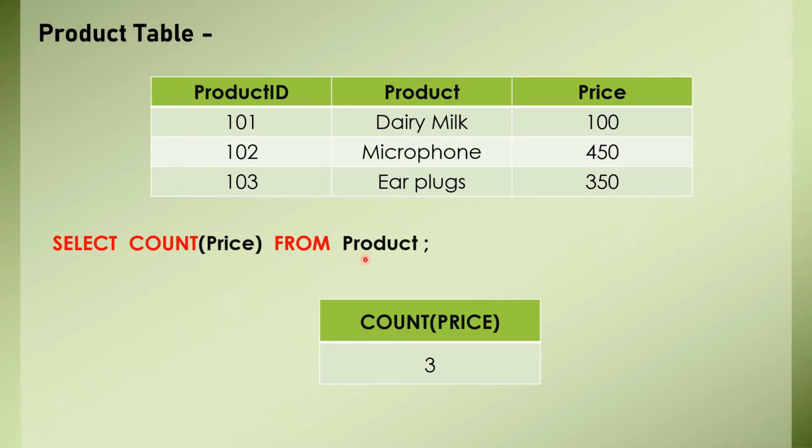Now it is more logical if you use product ID as the column name here. Suppose some of the products are out of stock in your godown, so that product's details will be deleted or temporarily deleted from this table, right? So the product ID will also get deleted, and the price also, and the product also. So it is more logical if you give product ID, but even if you give price, it has no issues.